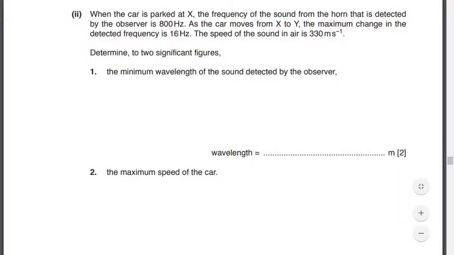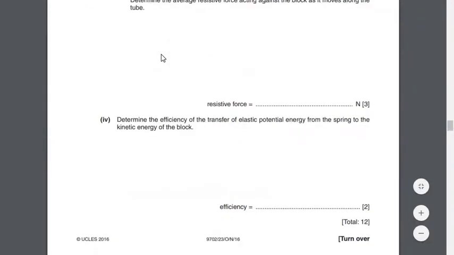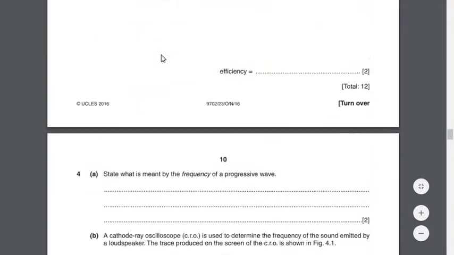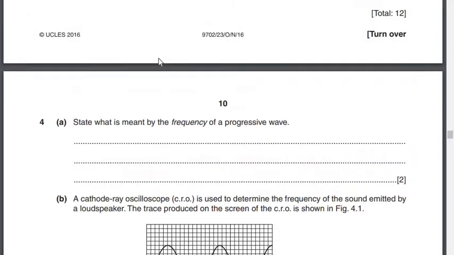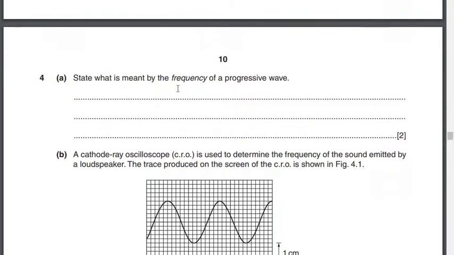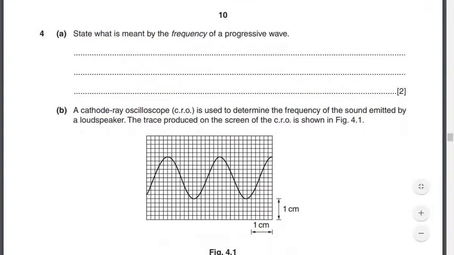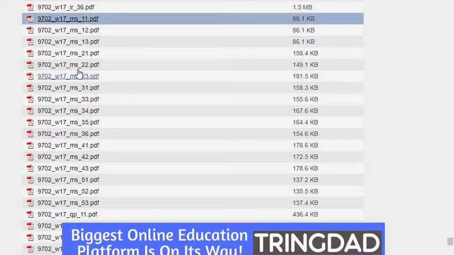আচ্ছা, অন্যটাও দেখবা? এইটা না? Alright, so this is an AS paper. Winter 16 paper 2-3, question 4. State what is meant by the frequency of a progressive wave. কী বলবা? Number of complete oscillations by the wave per unit time, right? Per unit time বলবা নাকি per second বলবা?